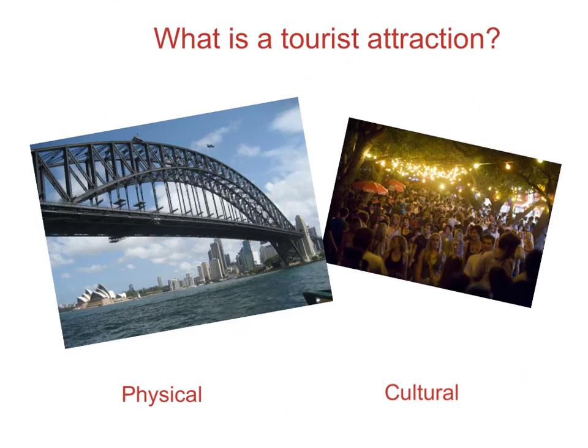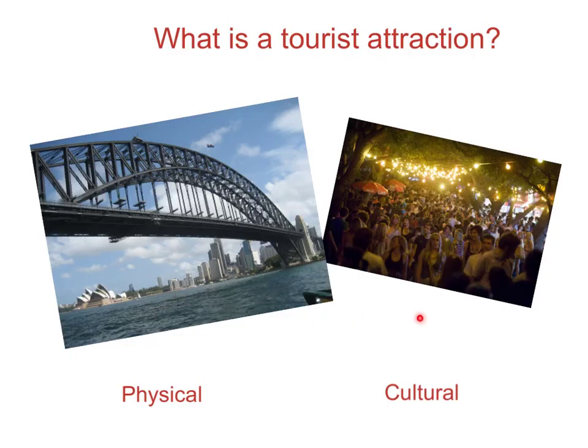There are physical tourist attractions such as the Sydney Harbour Bridge, pictured here. Now, a physical tourist attraction is something that you can look at, you can see it, you can take photos of it, you can stand on it, you can touch it. It's not really going to change over time, it remains exactly the same. So for example, the Sydney Harbour Bridge is something that you can look at, you can take a picture of it, you can walk on it, you can drive on it, but it's not going to change from one time to the next time.